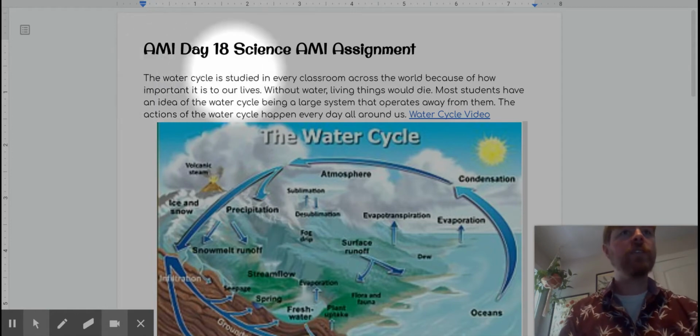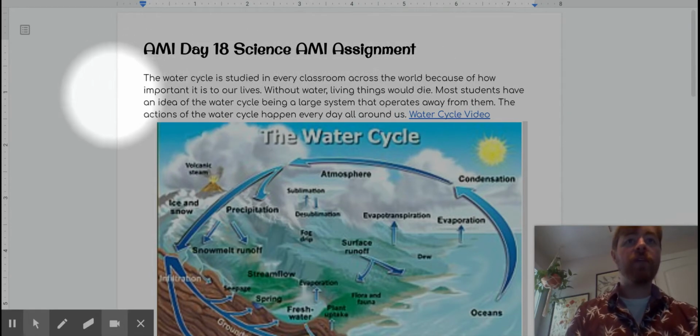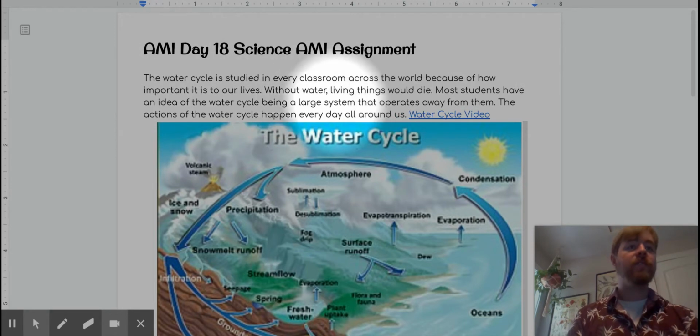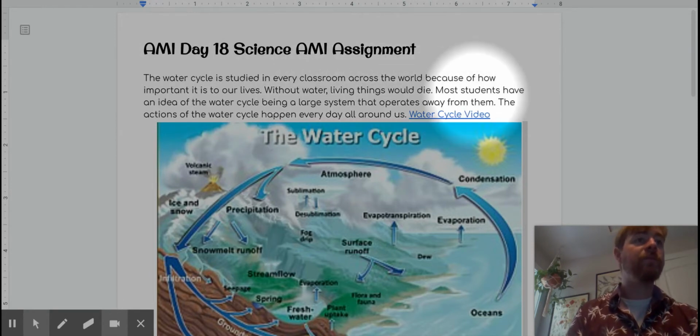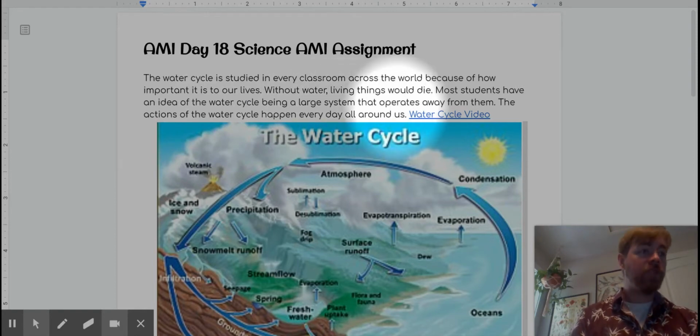The water cycle is studied in every classroom across the world because of how important it is to our lives. Without water, living things would die. Most students have an idea of the water cycle being a large system that operates away from them. The actions of the water cycle happen every day all around us. I'm sure you guys can think of several examples.